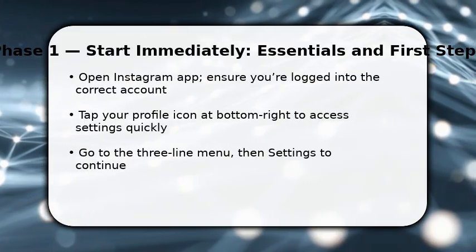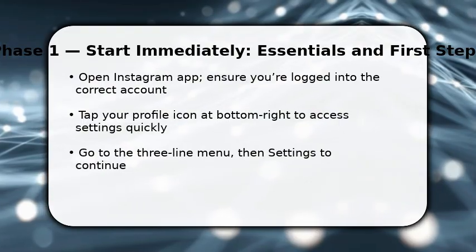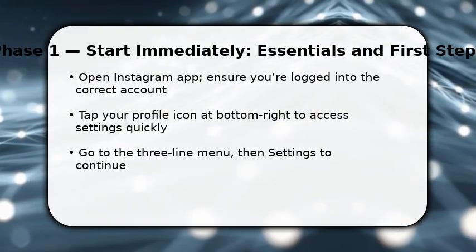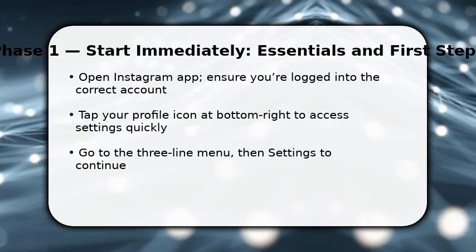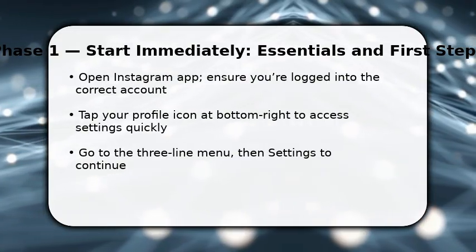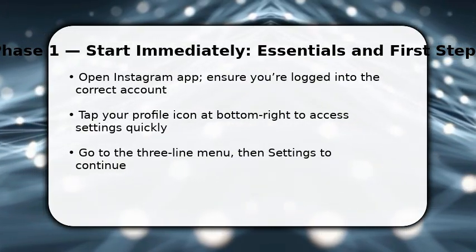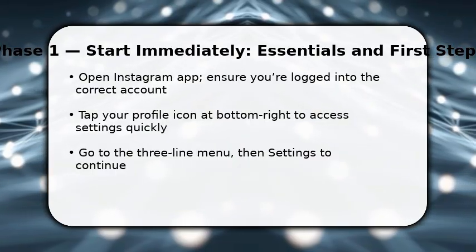This moves you into the control area where visibility options live. Make sure network connectivity is stable so settings save. If you manage multiple accounts, confirm the active one now. This avoids changing someone else's status by mistake.